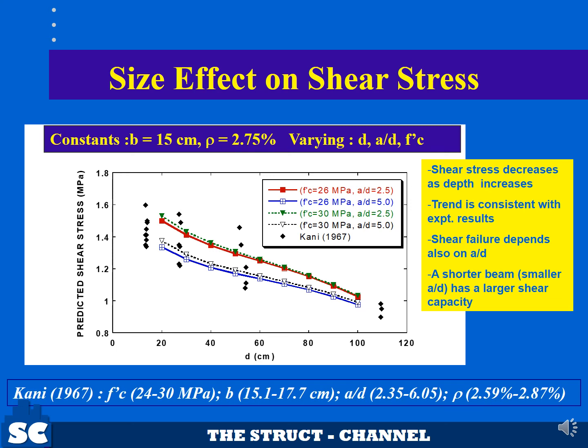What is the size effect on shear stress? Using the ANN model, it can be shown that as the depth increases, the shear stress also decreases. The trend is consistent with experimental results. The shear failure depends also on the a over d ratio. A shorter beam, smaller a over d, has a larger shear capacity. The experimental data from the experiment of Kani are shown also in this figure, to show the comparison of the trend of the ANN model with the experimental data.